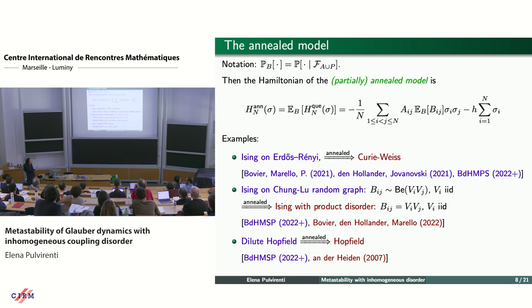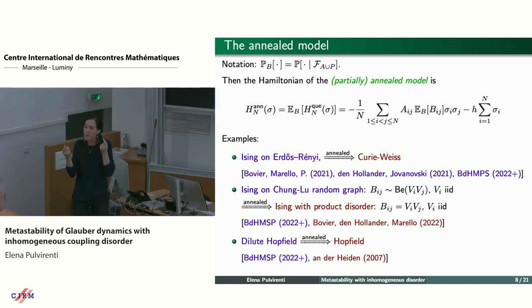What about Ising on Chung-Lu random graph? Well, you simply suppose that the Bij are Bernoulli of the mean, the product of these two random variables, and then when you average out, then you have something that is called Ising with product disorder. So again, each couple of spins interact with the product of the random variables, still random. And this model has been studied by Anton, Frank, and Saeda in 2022, and the quenched version is a byproduct of our result.